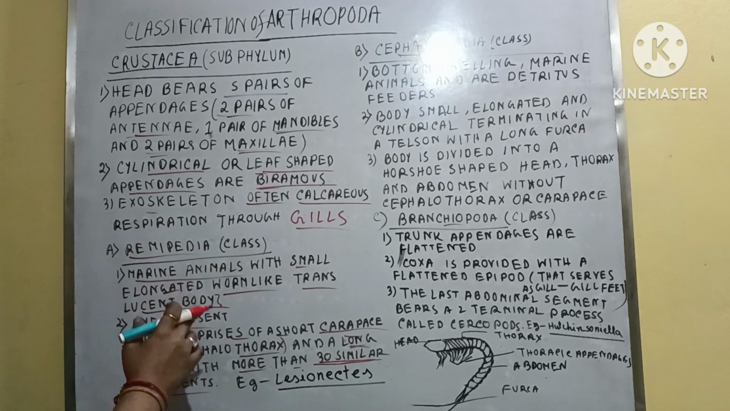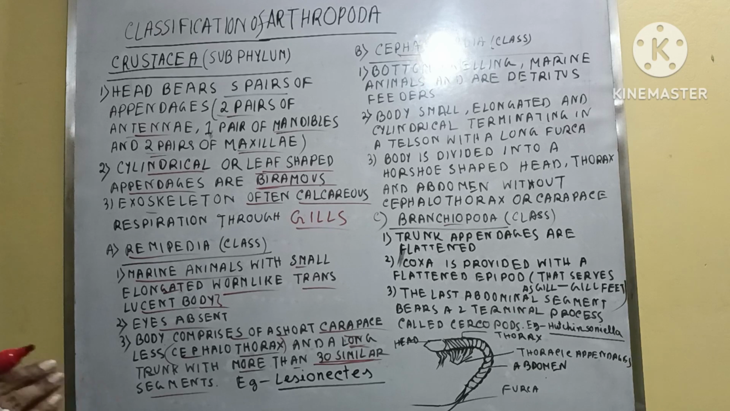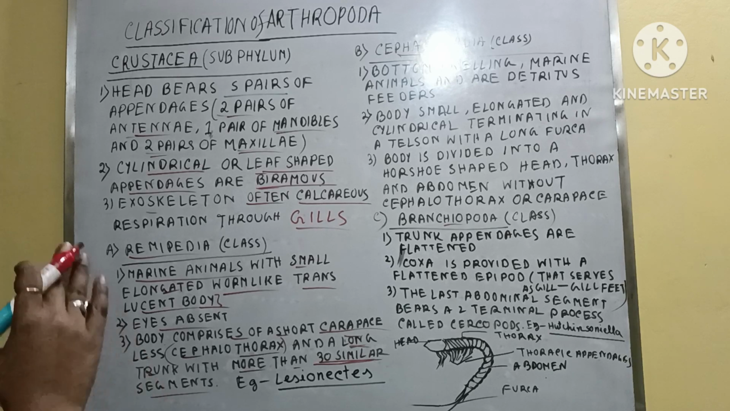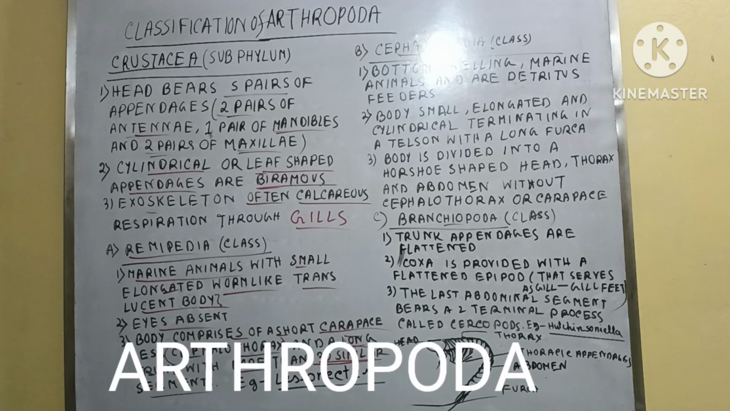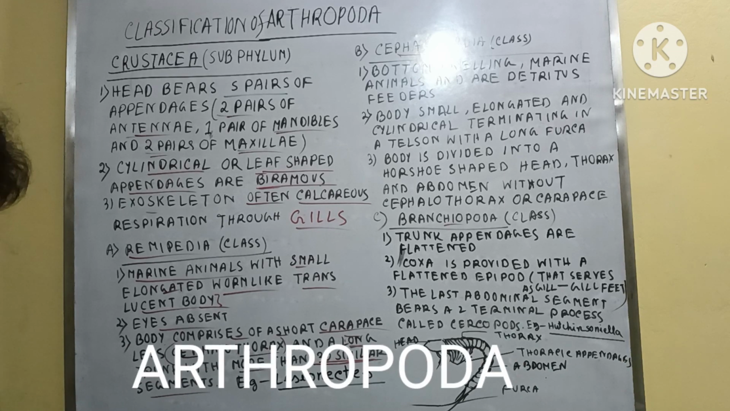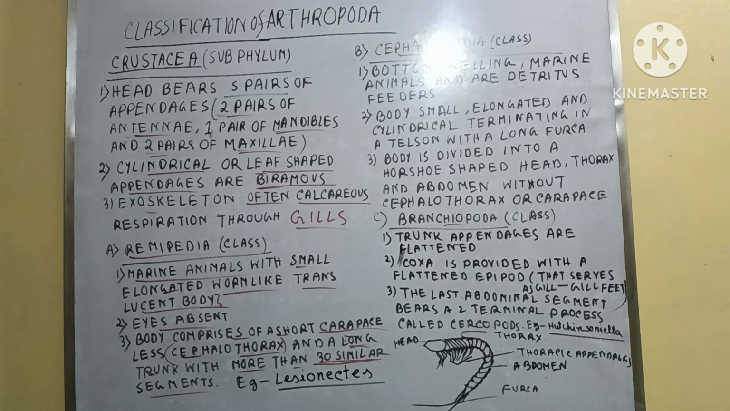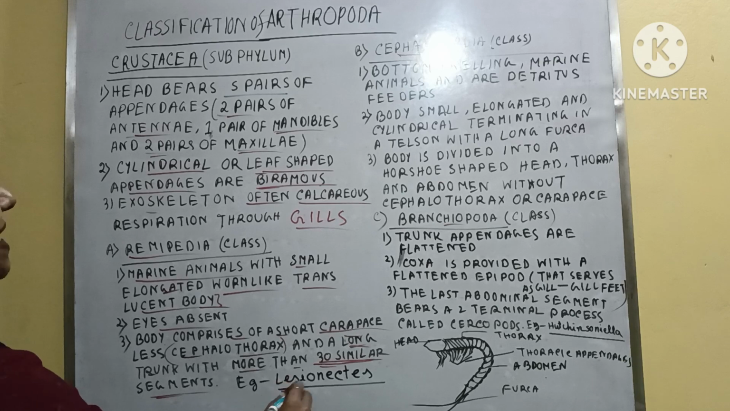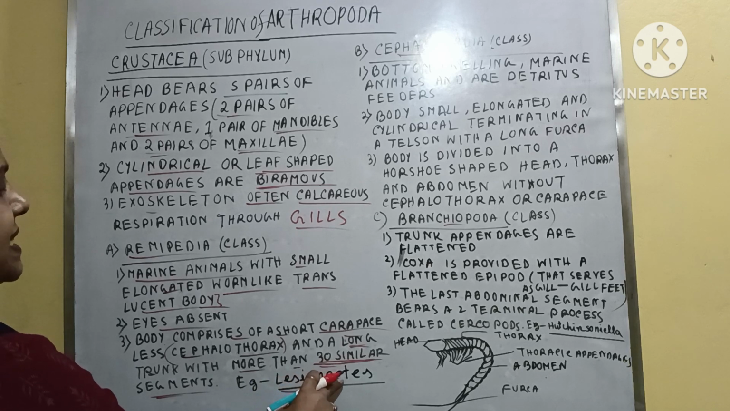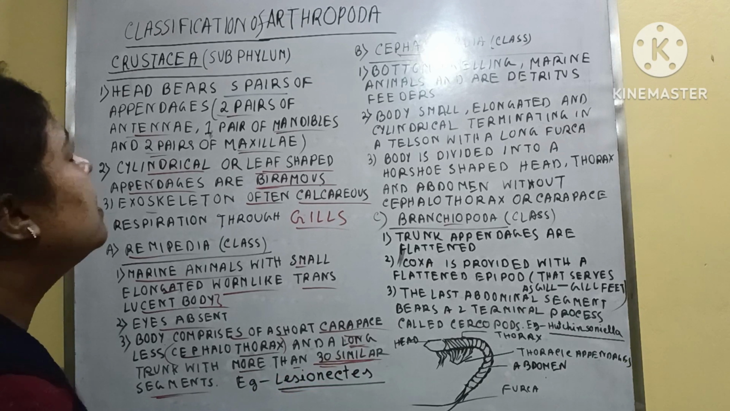Again I repeat the features. First one, marine animals with a worm-like body and a translucent body through which light cannot pass. Second point is that eyes are absent, and third point, the body is divided into 2 parts: the cephalothorax, including the head and thoracic region, and the abdomen. An abdomen that contains 30 similar segments. Example is what? Lasionectes.